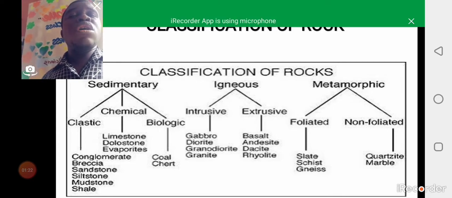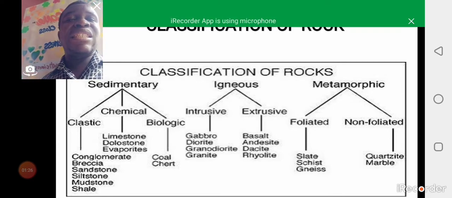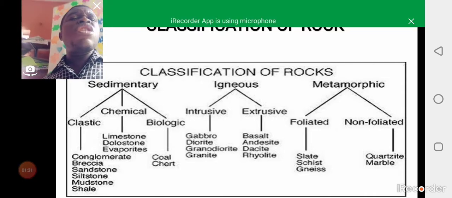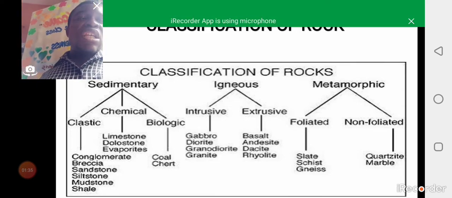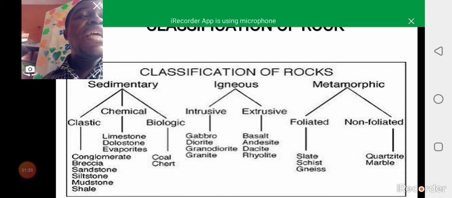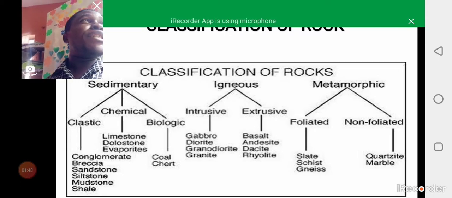Now, sedimentary rock is divided into 3. We have the clastic, the chemical, and the biologic. Under igneous rock, we have the intrusive and the extrusive. I want to talk about metamorphic rock. Take note of that. It's divided into 2: foliated and non-foliated.